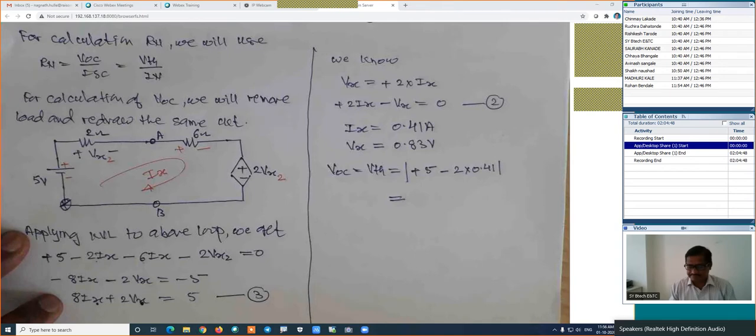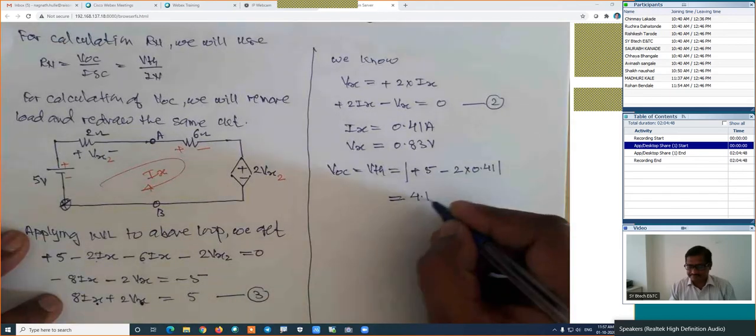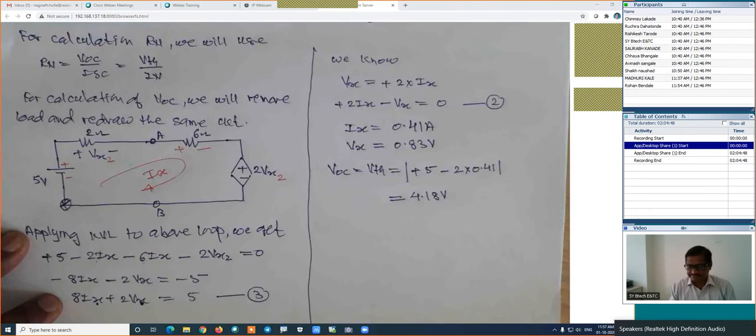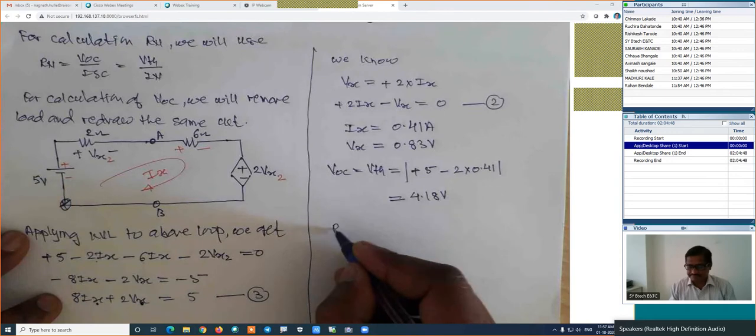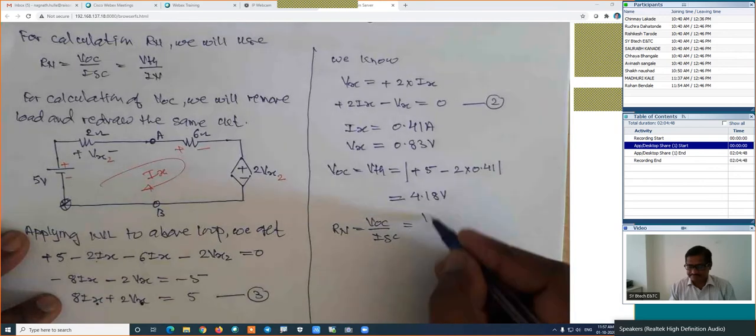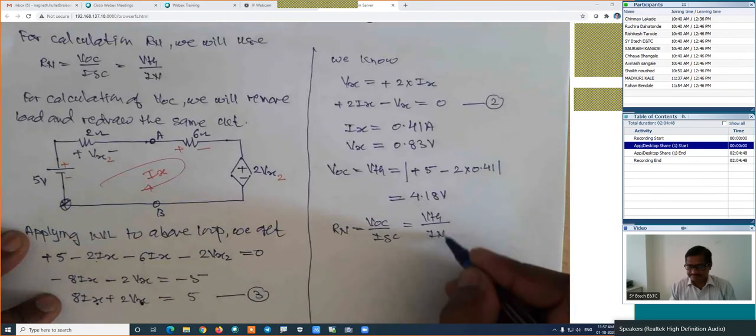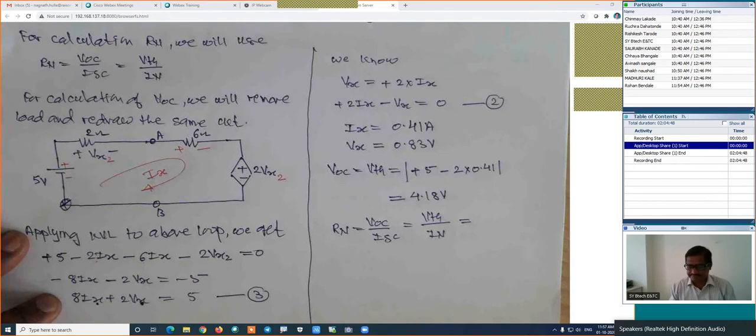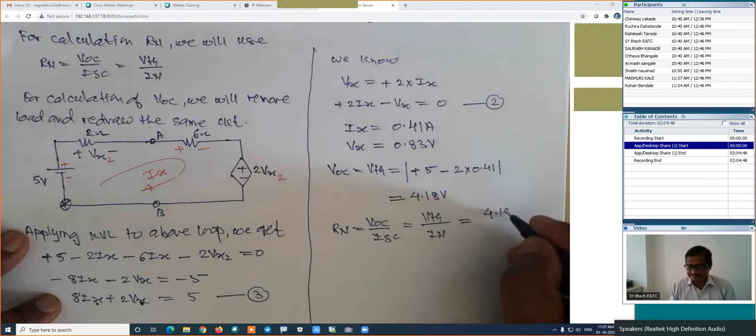How much is the VOC? 4.18 volt is the VOC. If we know the ISC and VOC, then we can find this Rn. This Rn is equal to VOC upon ISC, or VTH divided by IN, which is the short circuit current. This is 4.18 divided by its current.